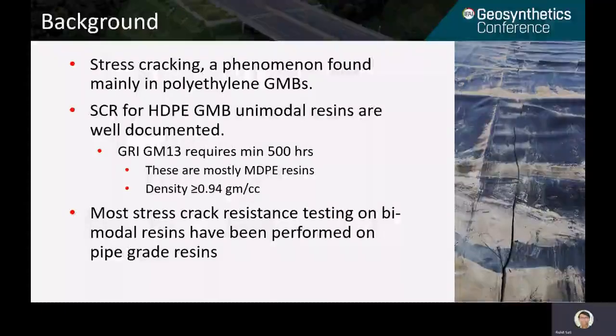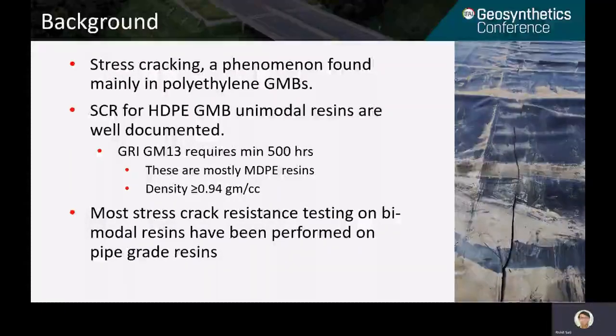The density was around 0.94 grams per cubic centimeter. The bimodal resin we're going to talk about today is a true high density polyethylene material with a density close to 0.95 grams per cubic centimeter.